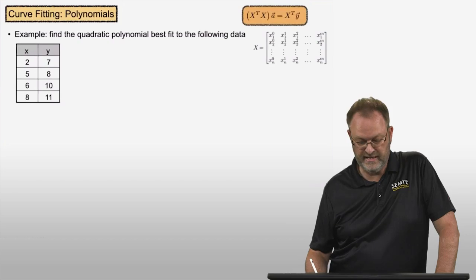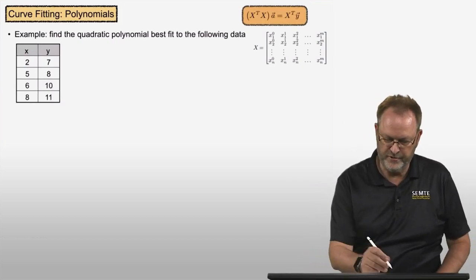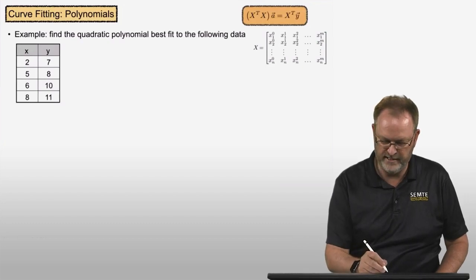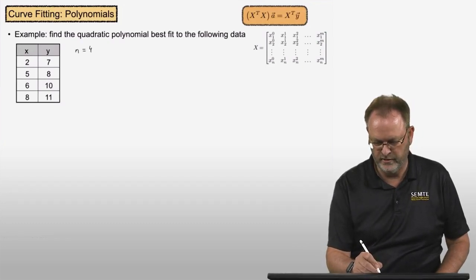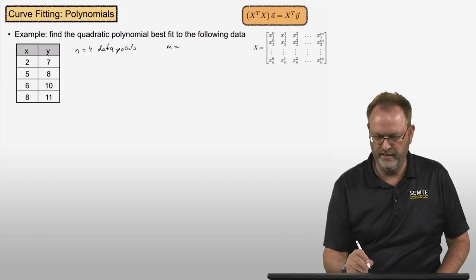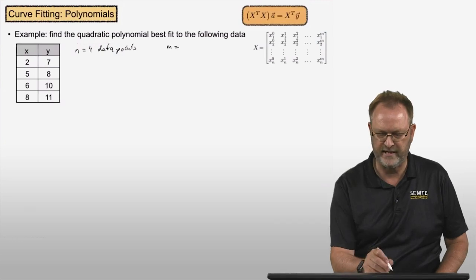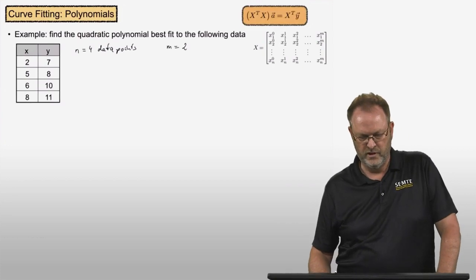I'm just following the steps that I just outlined before. So let's start out with, how many data points do I have? That's my n. This was 1, 2, 3, 4. There's n equal to 4 data points. And what's my m? My m is the degree of the polynomial, and that's given in the problem statement. In this example, I want to fit a quadratic polynomial, so m is equal to 2.